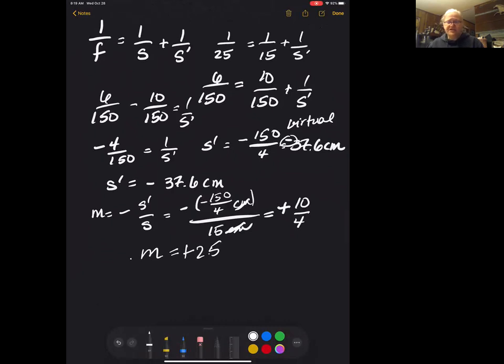So magnification is just a number. It doesn't have any units on it because the units end up canceling out because you're dividing two of the same kind of thing by each other, two distances. So the units cancel.